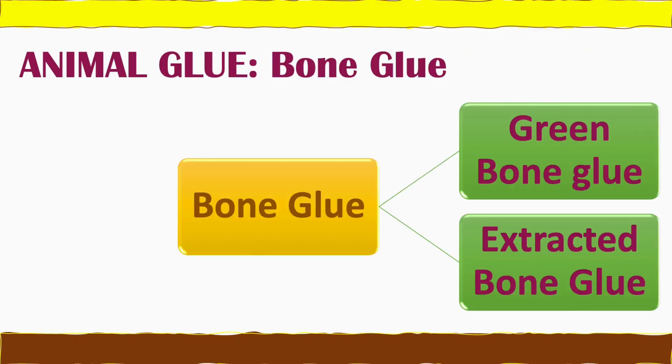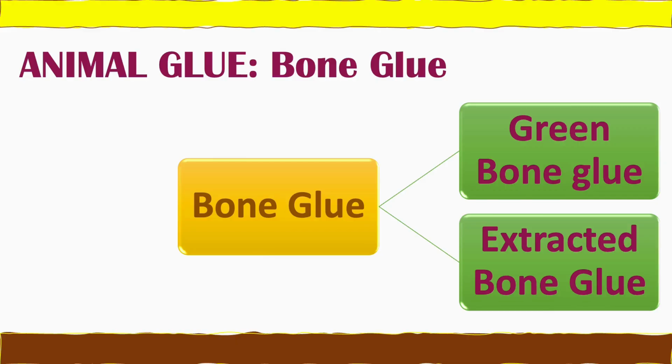As far as manufacturing of the bone glue is concerned, we have two types of bone glue. One is called green bone glue, which is prepared from the fresh or green bones from the meat packaging industries, wherein the bones are crushed and then washed and then acidulated using dilute acid, and then finally the extraction process continues.